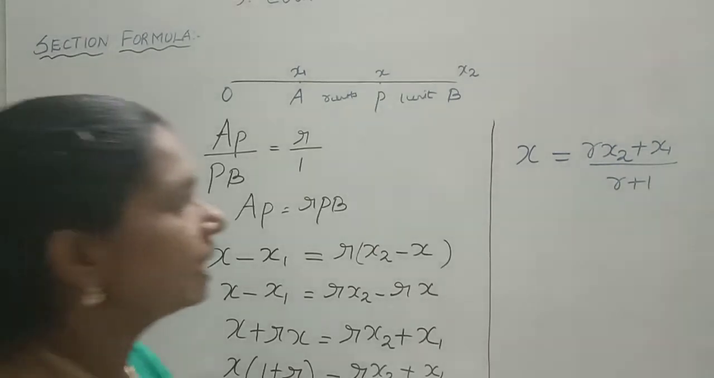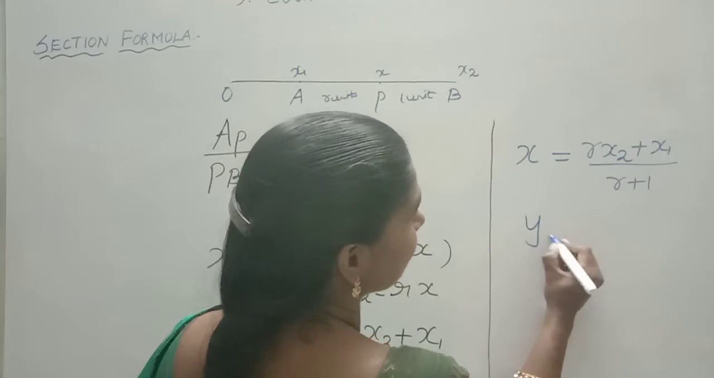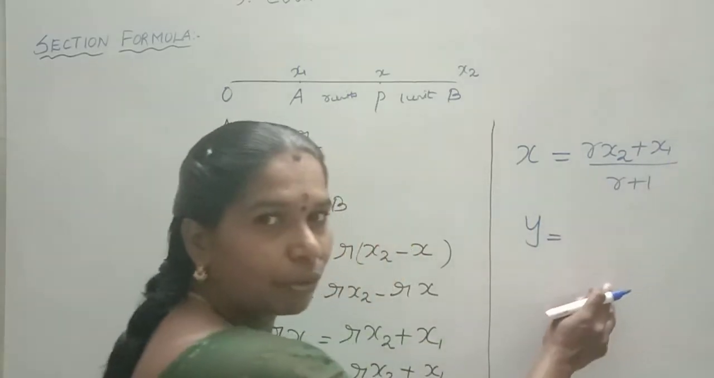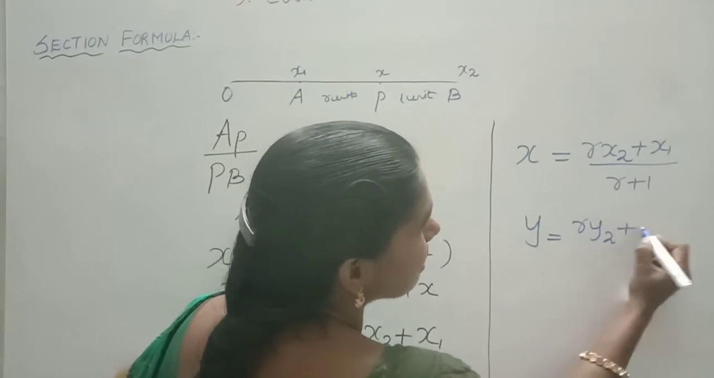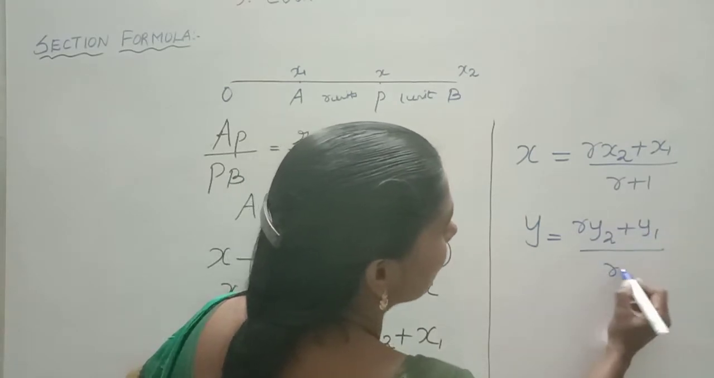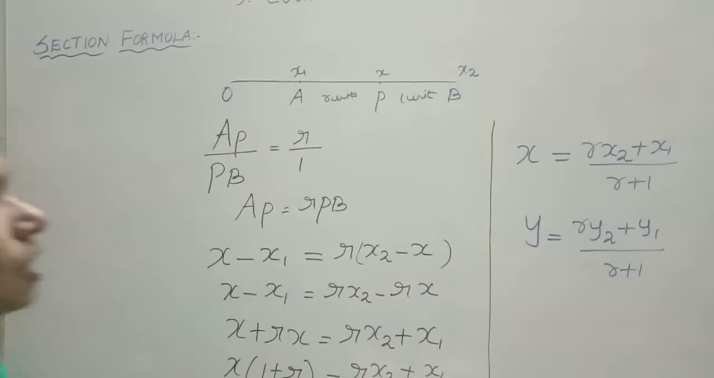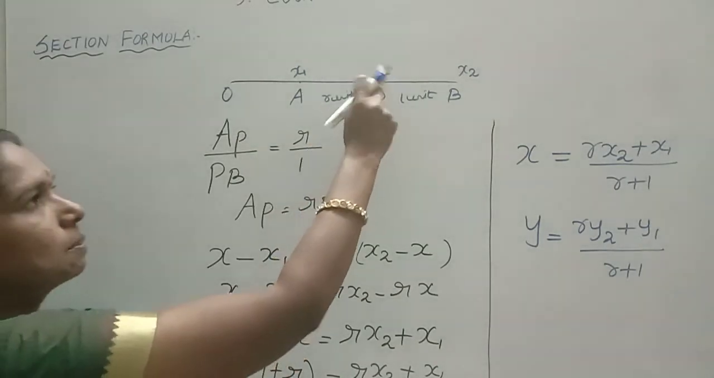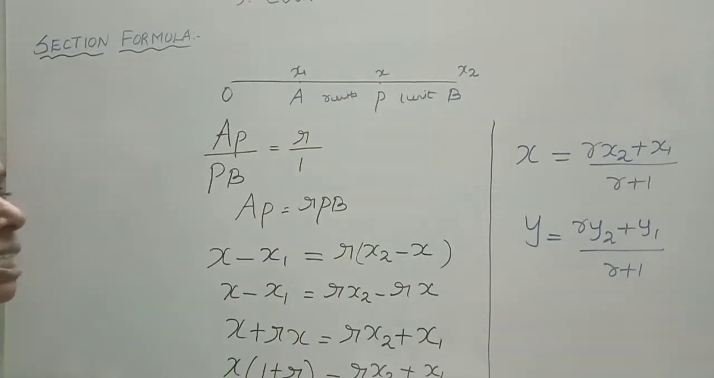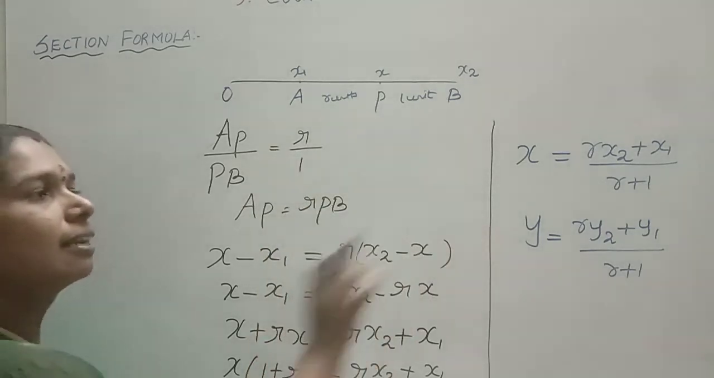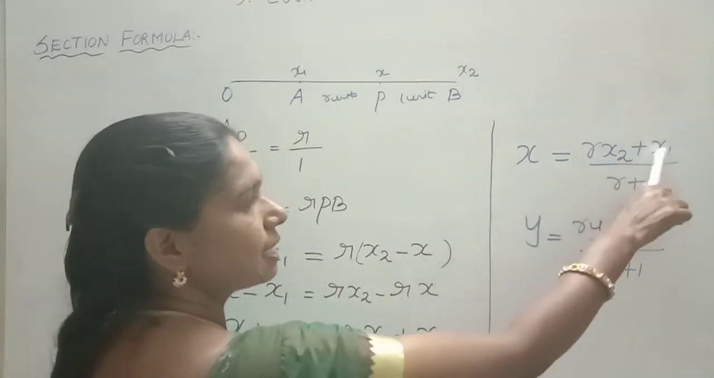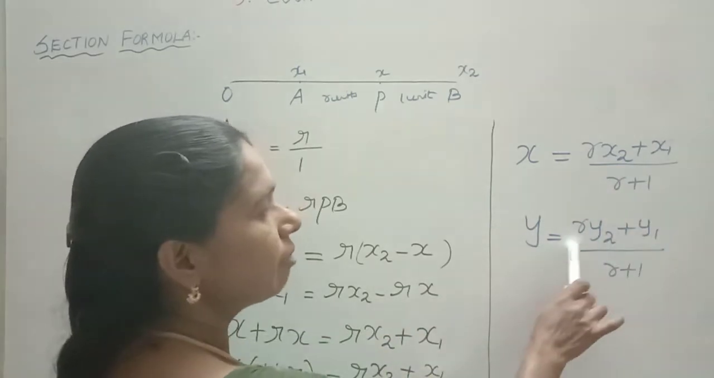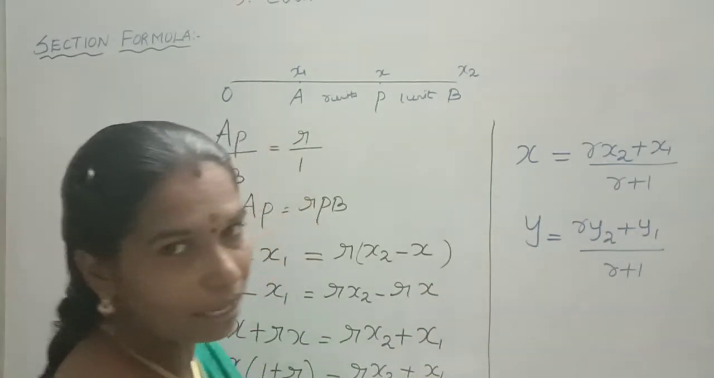Next, the y coordinate will be... Suppose y is equal to r y2 plus y1 by r plus 1. This is the coordinate of x. Suppose if the coordinate y is given, the coordinate of x comma y will be like this. In the formula, x is equal to rx2 plus x1 by r plus 1 and y is equal to r y2 plus y1 by r plus 1.